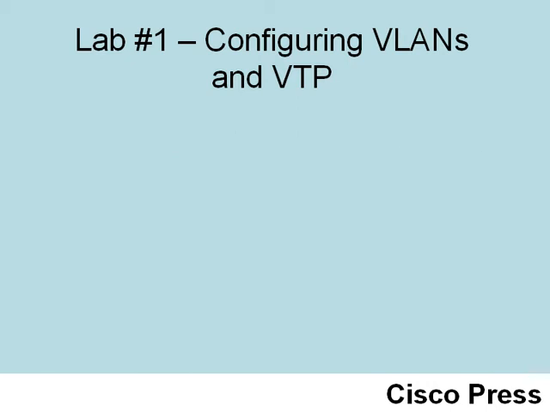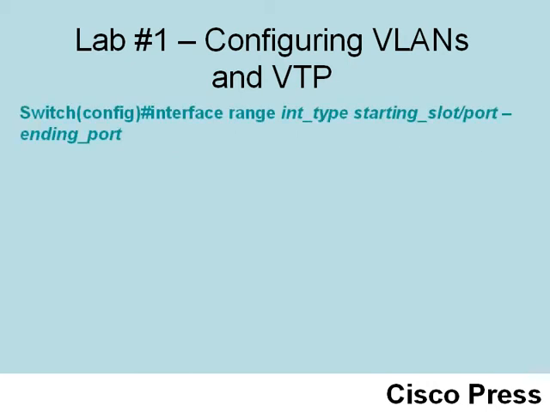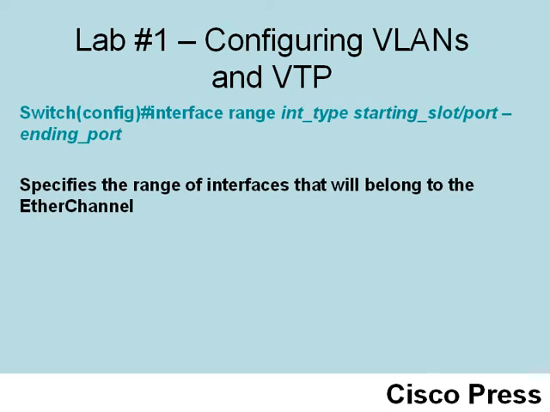Let's take a look at the syntax we're going to use to accomplish that. In global configuration mode, we're going to say interface range, and we can specify a range of interfaces. We say what the interface type is, such as Gigabit Ethernet or Fast Ethernet. We give the starting slot/port identifier. We give a space, and that's critical. We give a hyphen and then another space followed by the ending port on that slot. For example, we could say something like interface space range space gig space 0/9 space hyphen space 10. That takes us into interface range configuration mode.